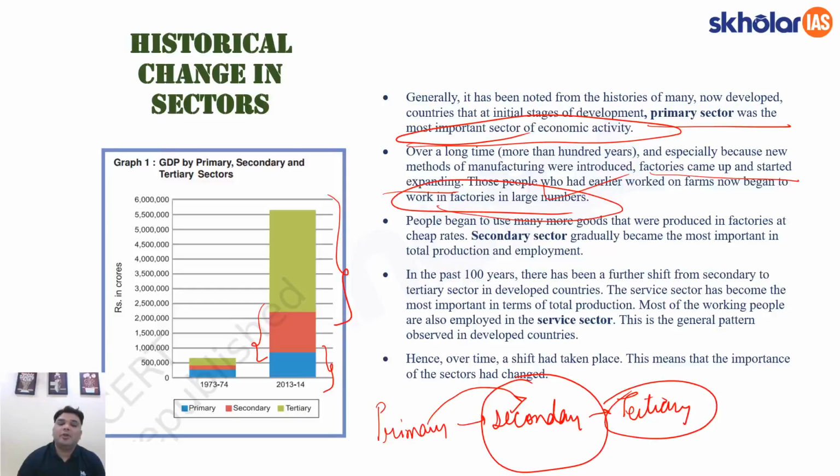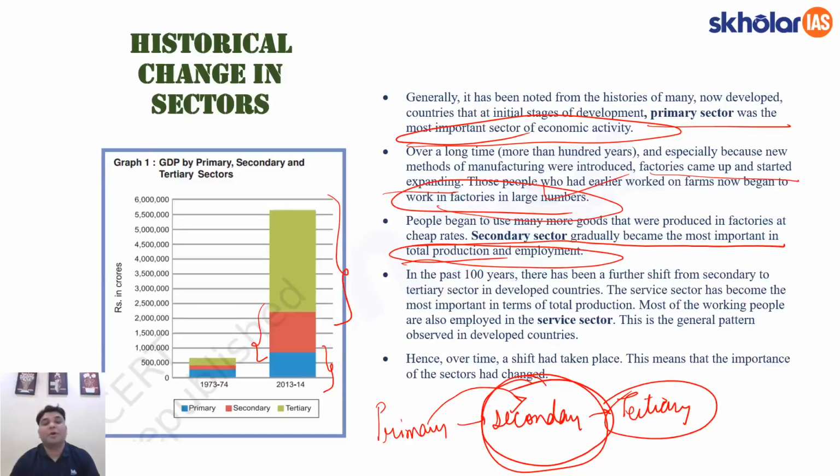So people began to use many more goods which were produced in factories at cheap rates, and secondary sector gradually became the most important sector in total production and employment. Correct? जैसे ज्यादा लोग सेकेंडरी सेक्टर में काम करेंगे तो उनकी इनकम में भी बढ़ोतरी होगी. If there is a rise in their income, they will start consuming more, they will start eating more, they will start drinking more, they will start using more mobile phones, they will start buying more automobiles, they will start buying more laptops.